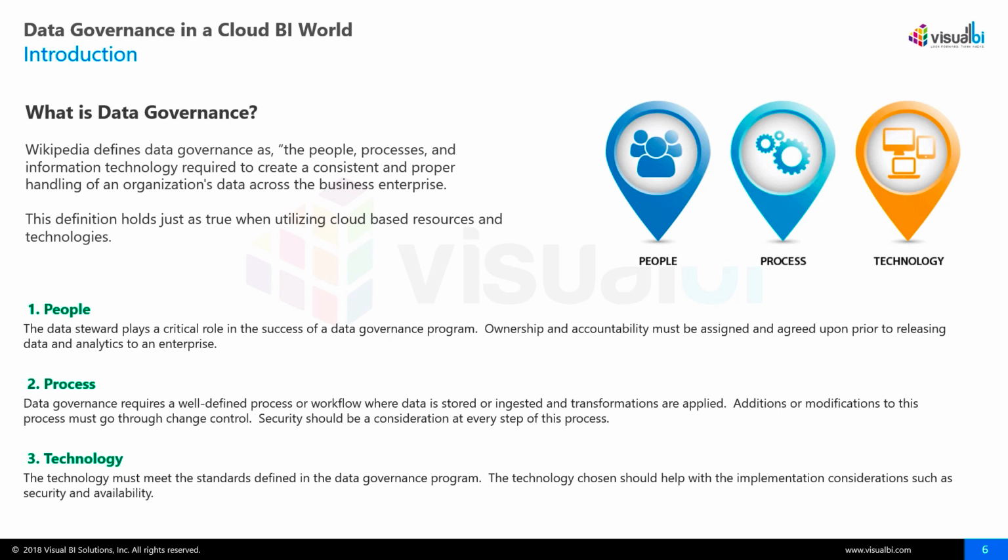And then, of course, last is technology. The technology must meet the standards that are defined in the data governance program. Technologies chosen should help with the implementation considerations, supporting those areas of security and availability.